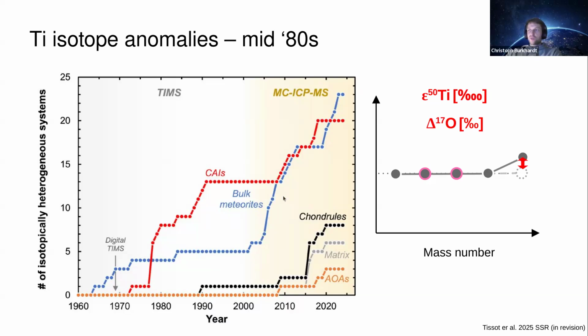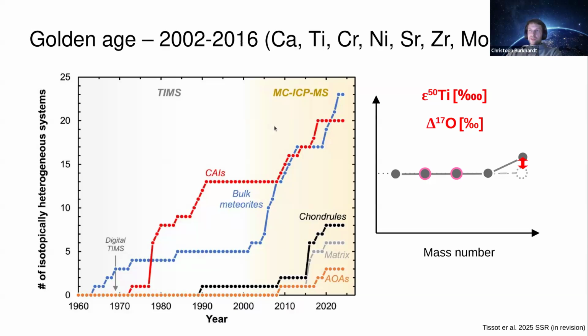There were many more isotope systems where anomalies were measured. This is because of a technical development: multi-collector ICP-MS was introduced, and that really opened the whole periodic table for isotopic investigations. This is kind of the golden age, from 2002 to about 2016. A lot of elements were discovered to show these isotope anomalies at the bulk meteorite scale. And this is also when I did my PhD, from 2008 to 2012. So I was in the midst of this.